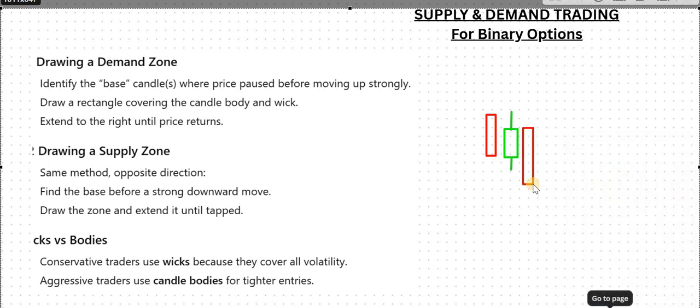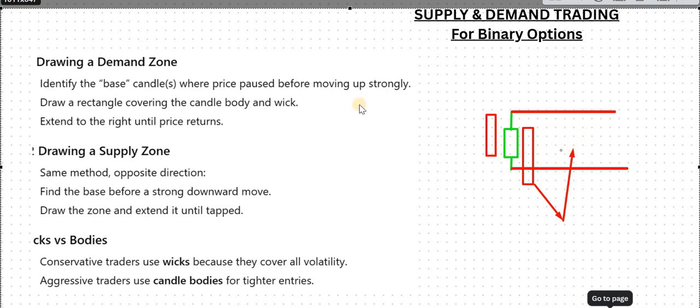Now, when you have this, how do you draw? You take this one here. This is the conservative. You take this and you take this. This is the zone. Why are you doing this? Because you know price is going to get inside. When price comes back from here, maybe it goes down again, it comes inside. This is where you look for your confirmation. We'll be talking about that.